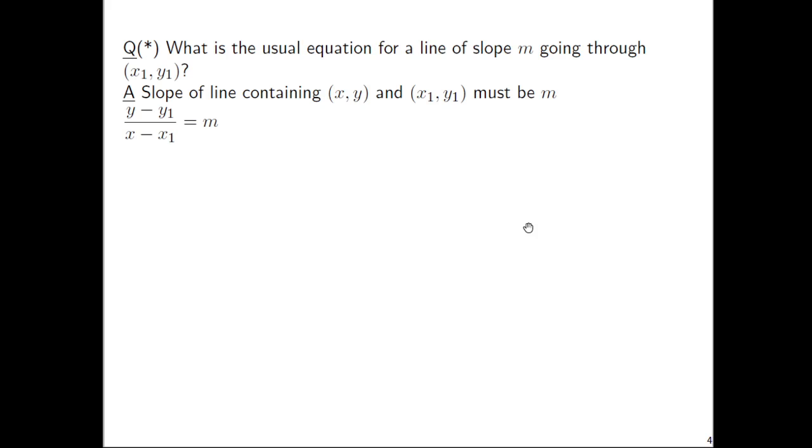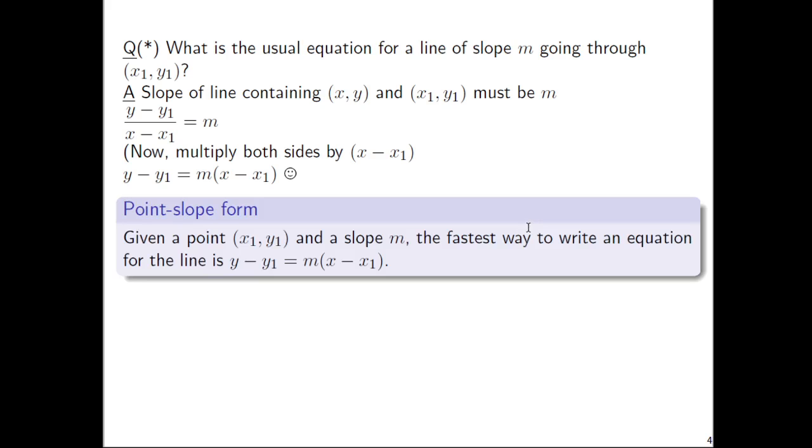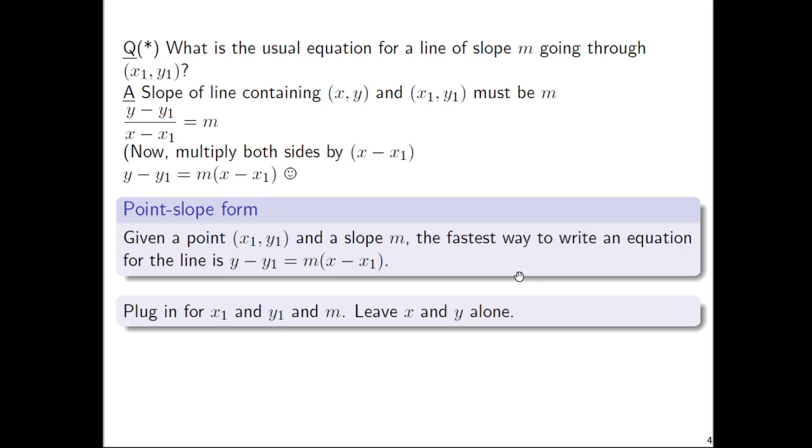Now this is technically already an equation for the line that we want, but typically we multiply both sides by the denominator so that we don't have x minus x1 in the denominator, and we end up with y minus y1 equals m times the quantity x minus x1. So this is the point slope form. Given a point and a slope, the fastest way to write an equation for this line is y minus y1 equals m times the quantity x minus x1.